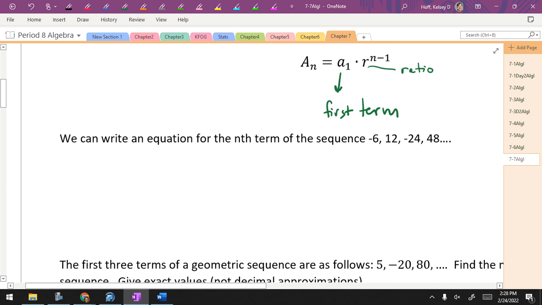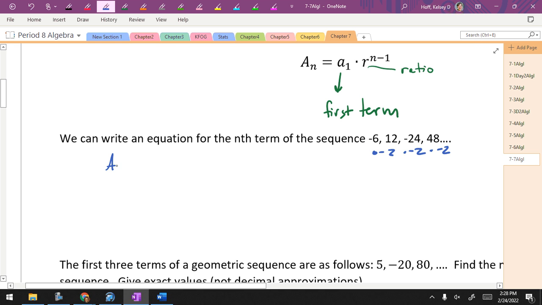So in this case, let's just start off simple. Write an equation for the nth term. We're not solving anything. If the sequence is -6, 12, -24, 48, the first thing to do is to look and say, what are they multiplying by every time? -2, right? Easiest way to notice that it's a negative is that it flip-flops between positive and negative.